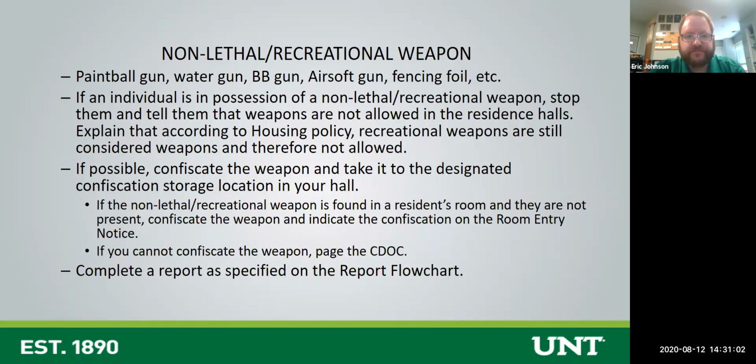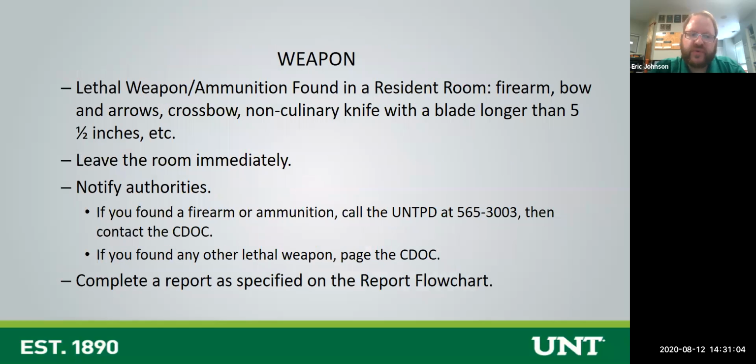Next slide, please. Okay, so now we're on to lethal weapons in the room. Lethal weapon or ammunition found in a resident room: this is a firearm, bow and arrow, crossbow, non-cutlery knife, all that stuff we mentioned previously. You need to leave the room immediately, and then you need to notify authorities. If you found a firearm or ammunition, you need to call UNTPD at 3003.